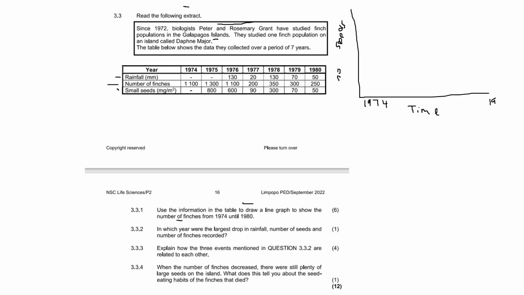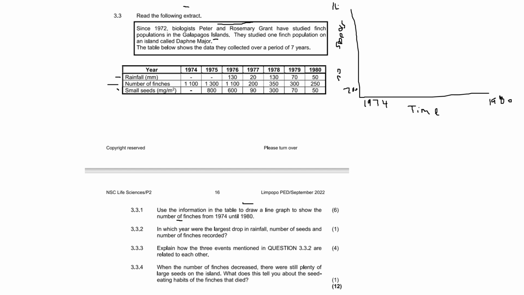I'll be able to squeeze everything together here. So you will be given graph paper, and it will start at 1980. From there onwards, you need to get a scale for the number of finches. Our highest value for number of finches is what? It's 1,300. The lowest is 250, so you can start from 200. You can just use a scale with 200 as the lowest value. Because the highest is 1,300, we can have the highest as 1,400 there.